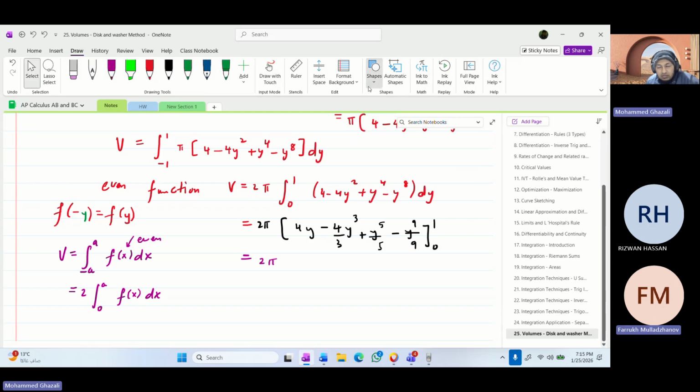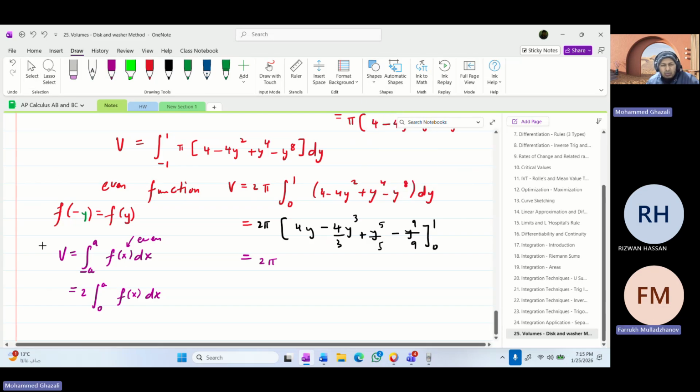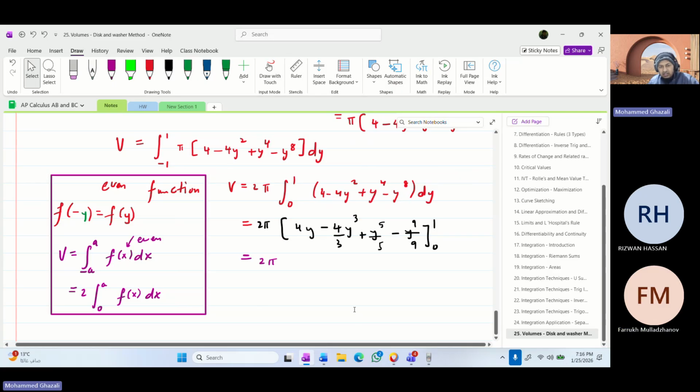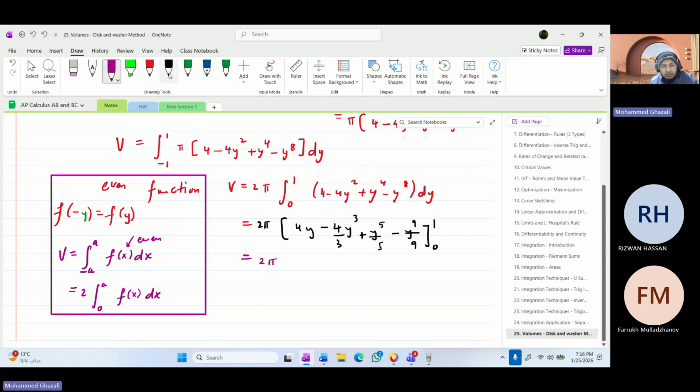So it will be even, yeah? If you see a symmetry, then it will be an even function. In our case, it's symmetrical. Also you can see that this whole thing is an even function, like all even powers. Otherwise, you can just go and integrate this from -1 to 1, no issues, right?